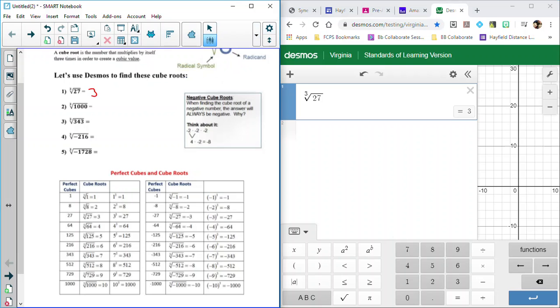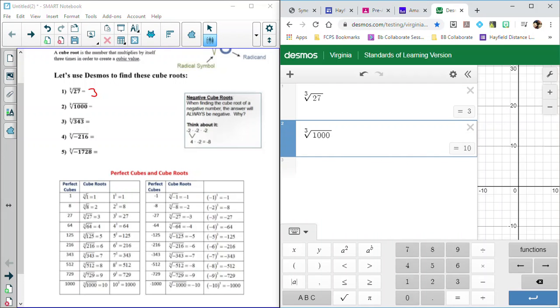Alright, so now let's take a look at the cube root of 1000. So I can do the same thing. I'm going to come over here. I'm going to go to functions. Again, pick this and type a 3 inside the hook. And then I can type in 1000. So now we see that the cube root is 10. So I can come back over here and put 10. Alright, so now let's take a look at the cube root of 343.